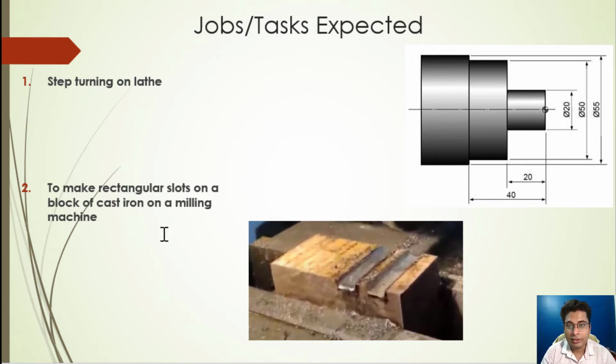The second thing which you need to do is to make a rectangular slot on a block of cast iron on a milling machine or using a milling machine. Suppose this is a rectangular block of cast iron where you need to make these kinds of slots. What are they used for? Why do we need to make these slots? We'll be discussing about them in the later slides.